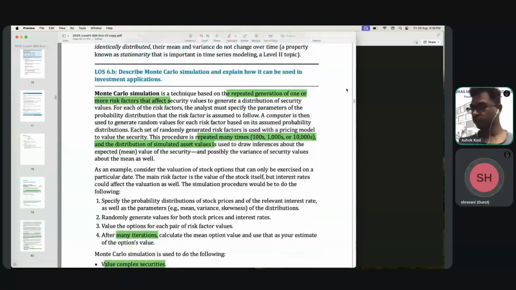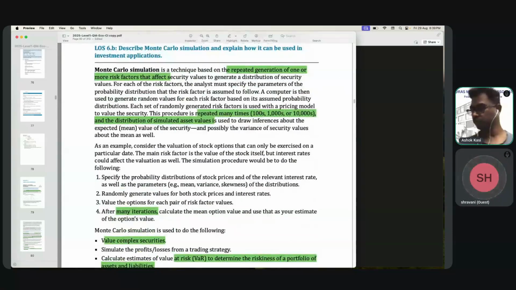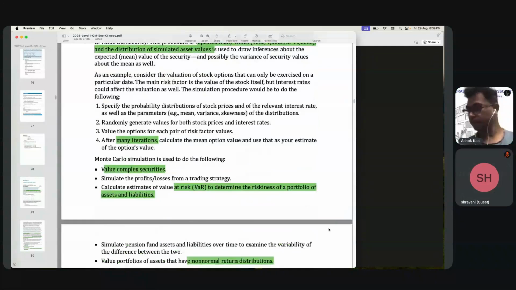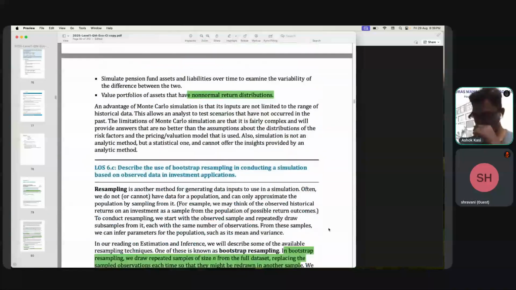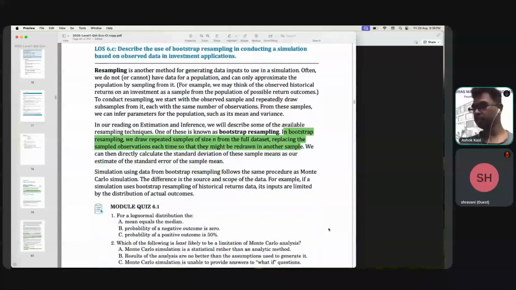So we did Monte Carlo simulation last time, and these are some of the keywords highlighted. These are the keywords which are important, based on which questions may come. The next one is resampling.